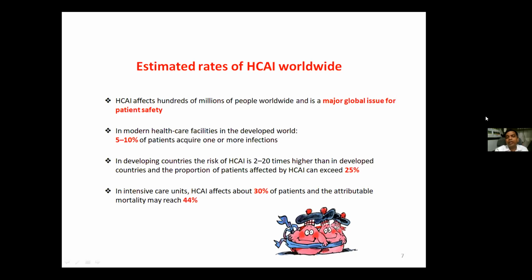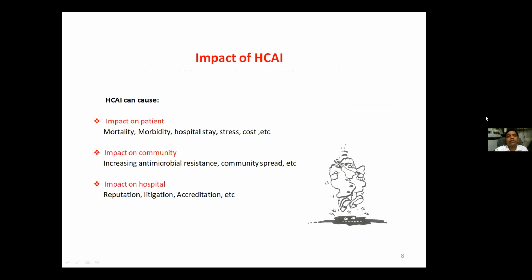The risk for healthcare associated infection is even more. If you see in ICUs, the healthcare associated infection affects about 30%, and the mortality may reach about 44%. This is a very serious issue, and there should be measures in the healthcare settings as also in the community settings for the prevention and control of healthcare associated infections.